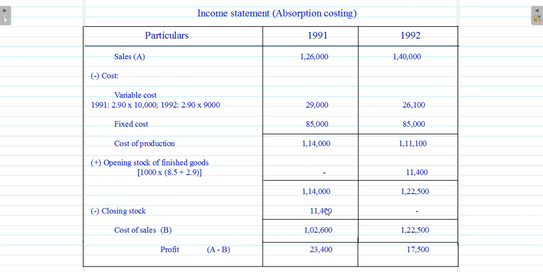So you deduct it from the cost of production and you arrive at the cost of sales for 1991 and 92. So sales minus cost of sales, you get profit. Profit under the absorption costing is 23,400 for 1991 and 17,500 for 1992.